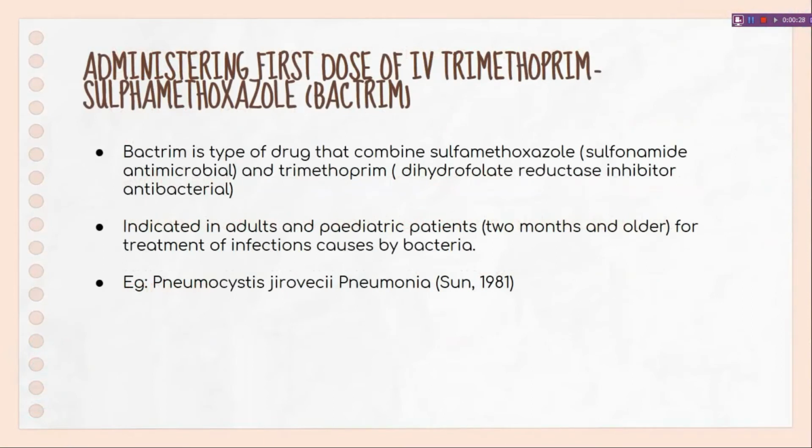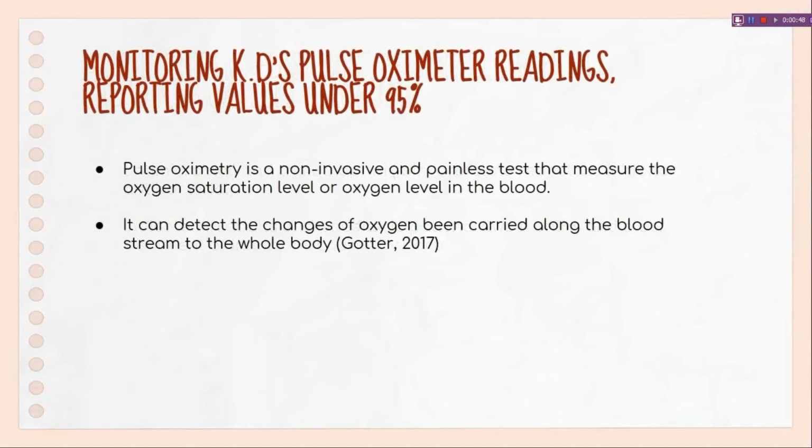Administering the first dose of Bactrim is good because Bactrim is a drug that combines the action of a sulfonamide antibacterial and a dihydrofolic reductase inhibitor antibacterial. It is used to treat bacterial infections, in our case PJP. Next, monitoring KD's pulse oximeter readings. Pulse oximetry is a non-invasive and painless test that measures the oxygen saturation level in the blood. It detects changes in oxygen being carried along the bloodstream to the whole body.